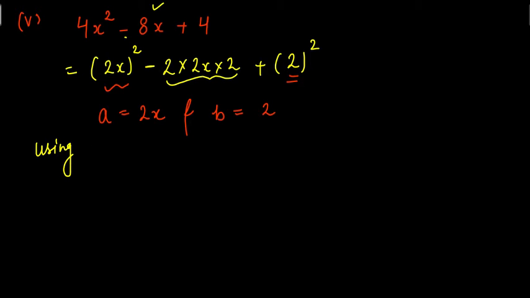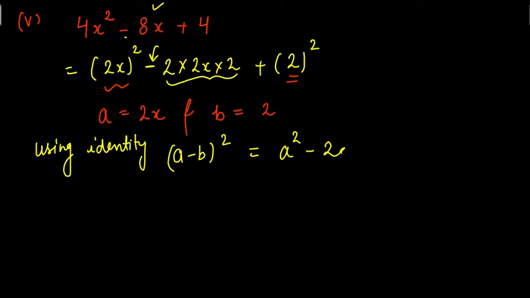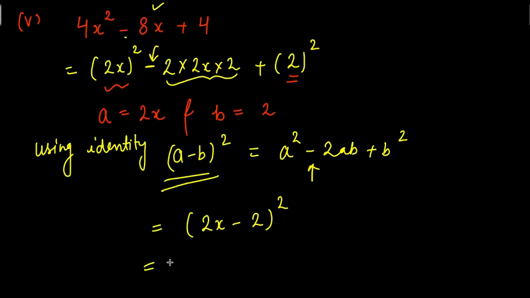That is very important that you write identities using identity (a minus b) whole square. Why am I taking (a minus b) whole square? Because this time I have minus 2ab. It is equal to a square minus 2ab plus b square, because my question is in this form, which is minus 2ab. So my left hand side should be (a minus b) whole square. What is my a? 2x. What is my b? 2. Therefore the factors will be (2x minus 2) and (2x minus 2).